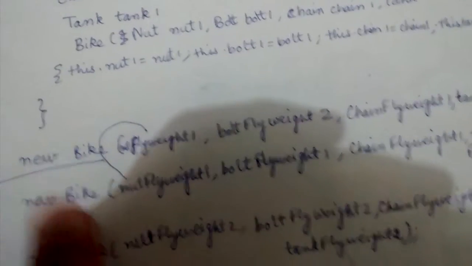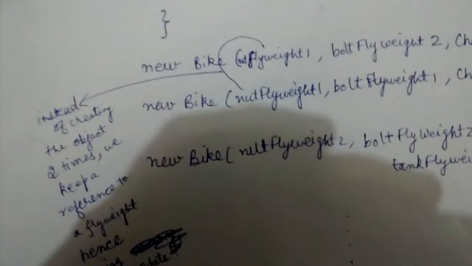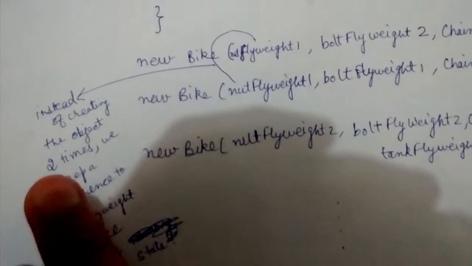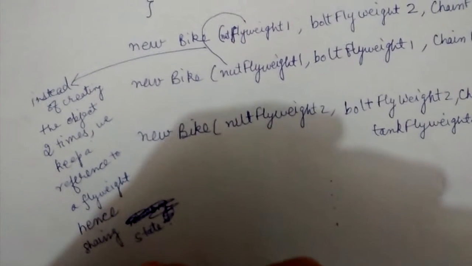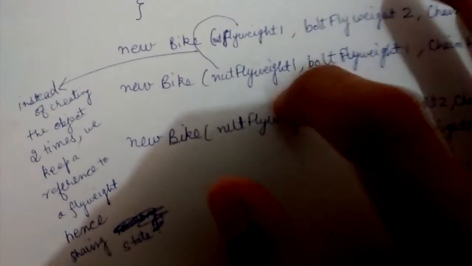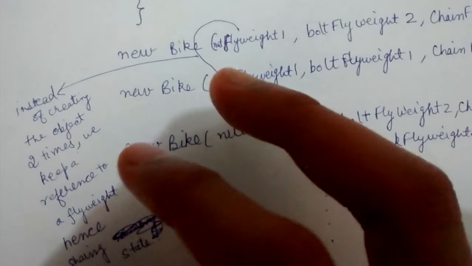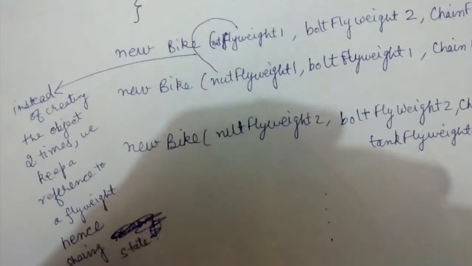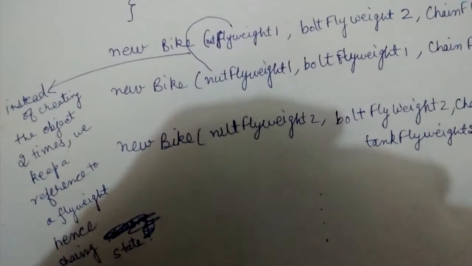So these two bikes are sharing the state. These are having the same nut state. So instead of creating the object 2 times, we keep a reference to a flyweight, and hence we are saving the state and sharing it among these two bike objects. This gets us the benefit of sharing memory, and hence we use less memory. So this is good, more memory efficient.